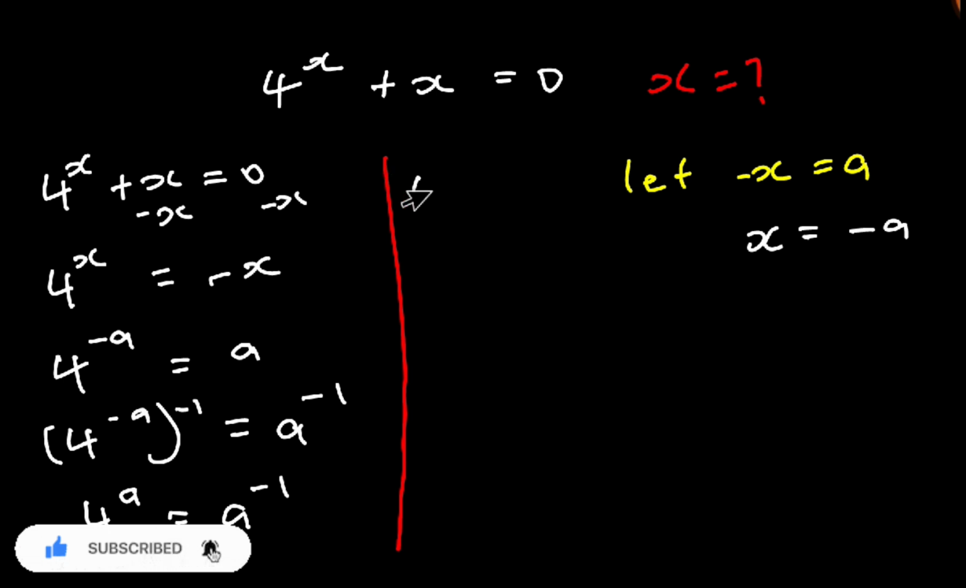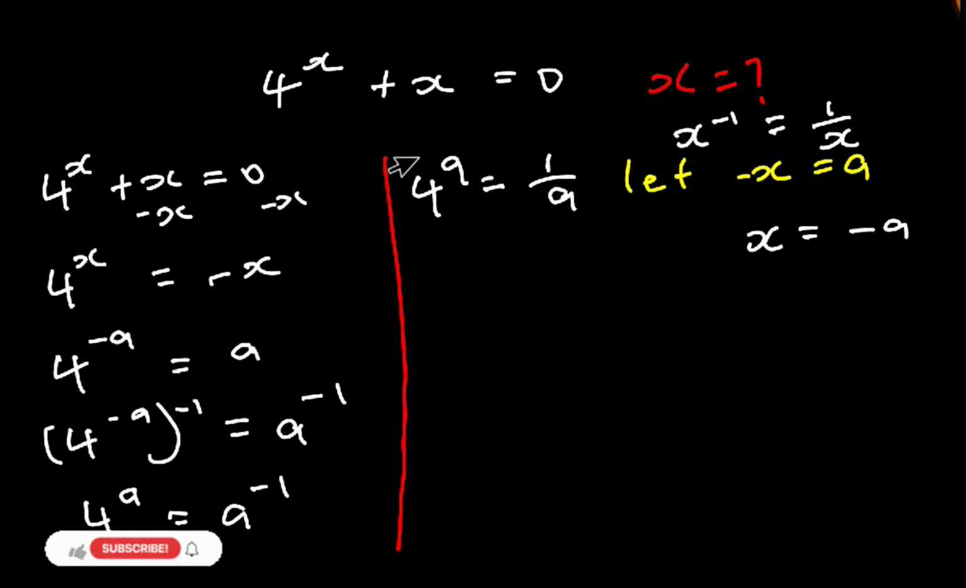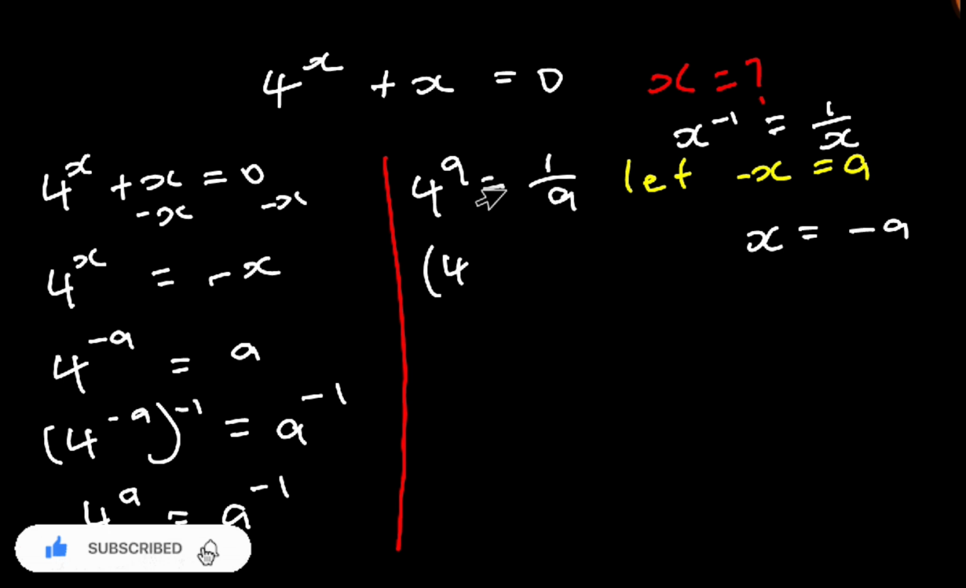So we have 4 raised to the power a equals, now according to indices, x raised to the power negative 1 is equal to 1 over x. So we're going to apply that to the right hand side of this equation. A raised to the power negative 1 is going to be equal to 1 over a. So the next thing I'm going to do is to get rid of this a, which is the exponent of 4. So to do that, we're going to raise both sides again to the power of 1 over a.